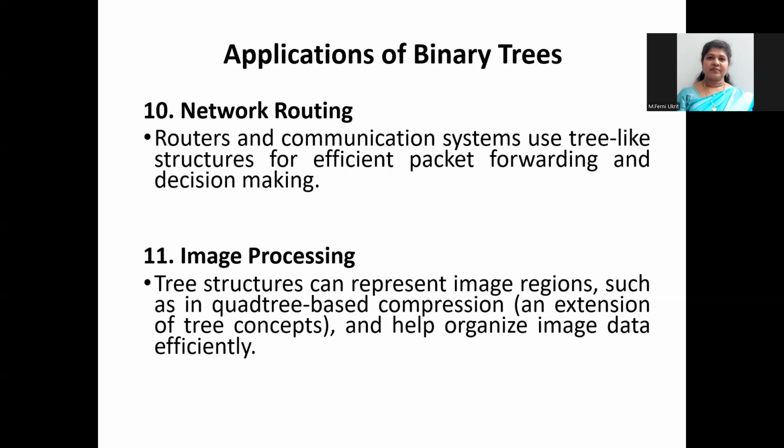And then comes image processing. Tree structures can represent image regions as a quad tree. So it will use a quad tree, which is a special type of tree, to represent the images. Now, what a quadtree will do is divide the image into four smaller regions repeatedly until each region is uniform or simple enough. So an image you are dividing into Q1, Q2, Q3, Q4. If one region still contains so many details, then once again you can divide it into a few more parts.